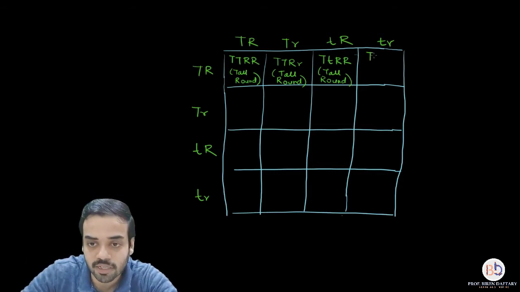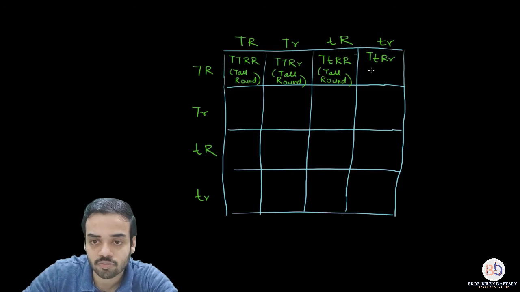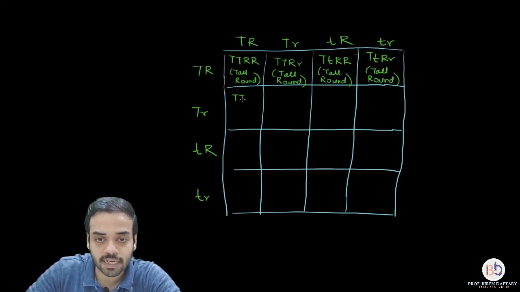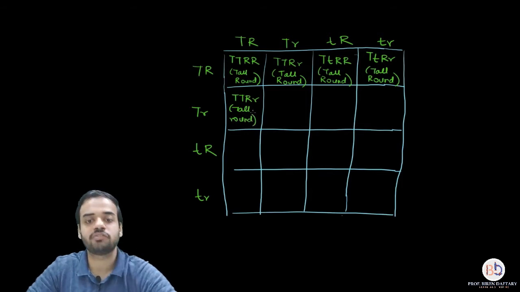And the last one will be capital T, small t, capital R, small r, which is again tall, round. I hope you are getting this point. Now coming to the second row, the first organism is going to be capital T, capital D, capital R, small r. Again it is going to be tall, round. So all the phenotypes up till now which we have got are tall, round.